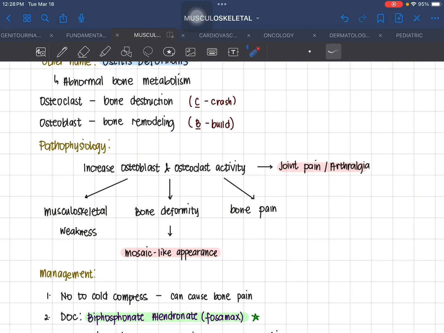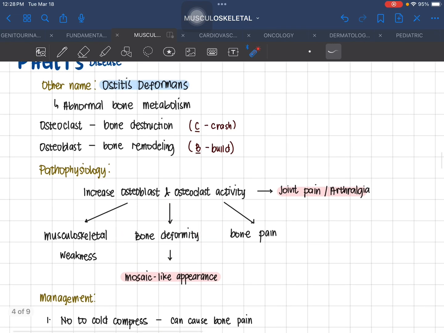You will also experience weakness. Of course, with the pain or arthralgia, you will also experience musculoskeletal weakness. Not only joint pain but also bone pain. Joint pain is arthralgia, also bone pain, and muscle weakness, and you also have bone deformity. Because you are destroying and then also remodeling. Right? It's abnormal bone metabolism.